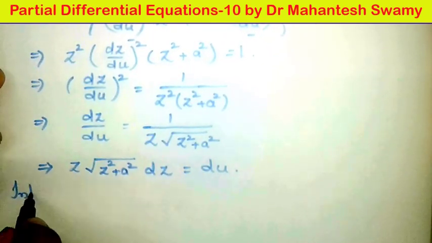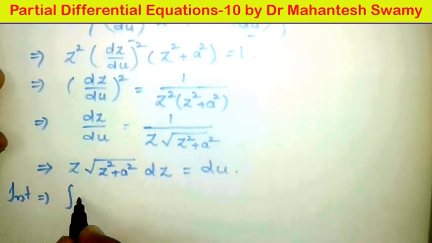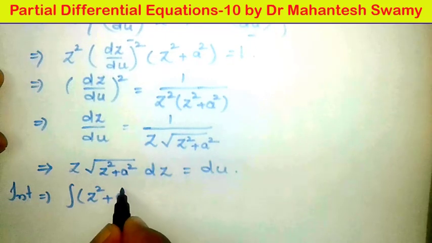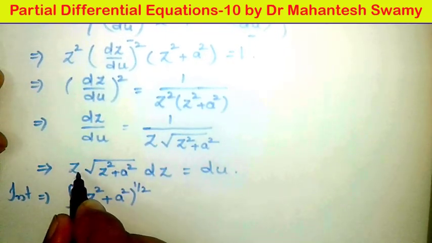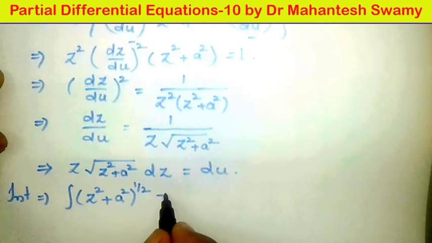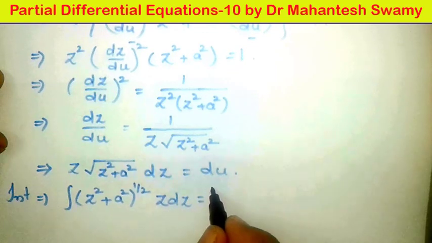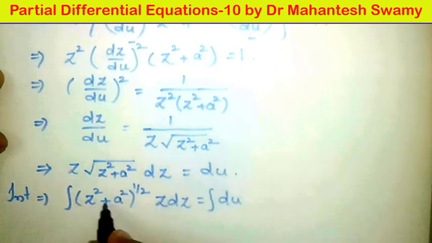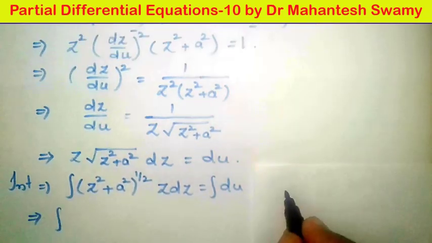So when we integrate, we have to take this symbol of integration, and this term we shall write first, that is z square plus a square under root can be written as whole to the power half. This z we shall write as z dz here along with this dz, and on the RHS integral of 1 with respect to u we can write like this. And in order to solve this integral, we have to make a substitution.